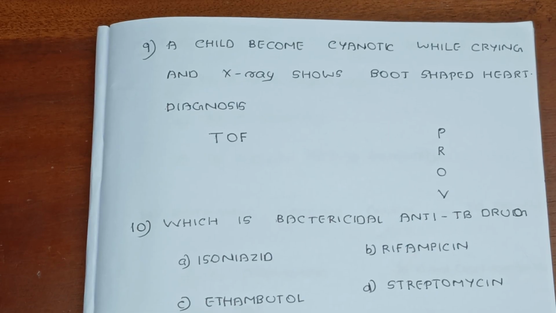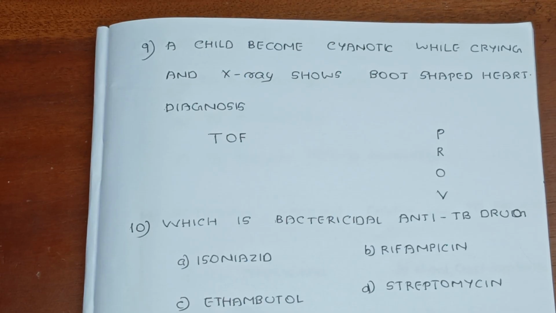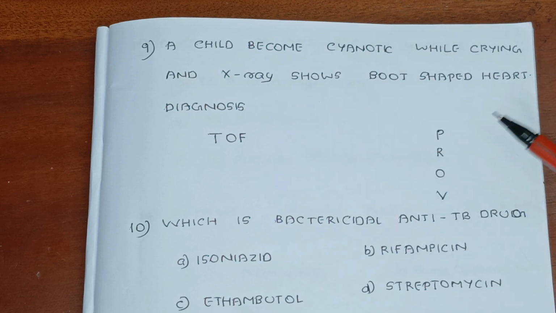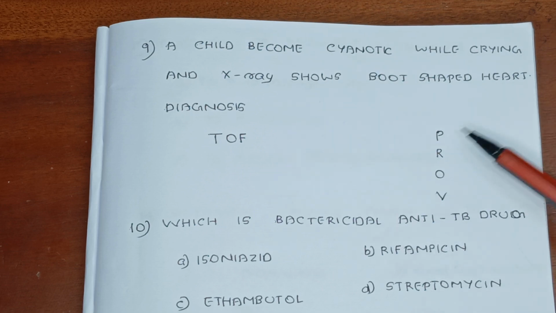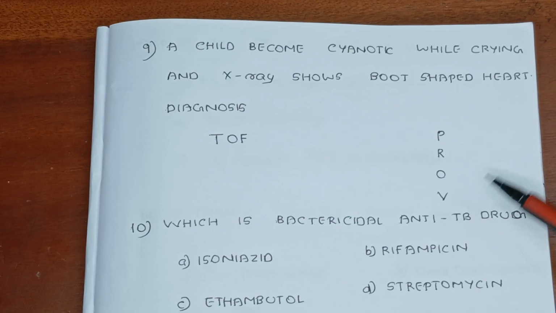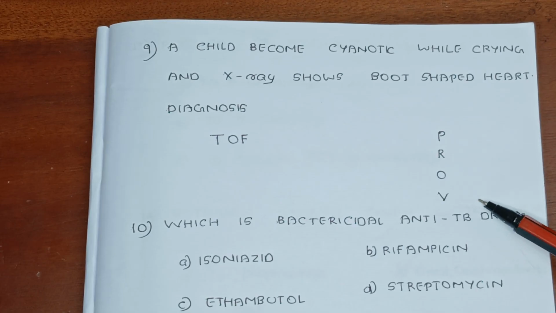Child becomes cyanotic while crying and X-ray shows boot-shaped heart. The diagnosis is TOF, tetralogy of Fallot. The conditions included in TOF are PROV, P-R-O-V. This is the mnemonic for remembering TOF. P is for pulmonary stenosis, R right ventricular hypertrophy, O overriding of aorta, V ventricular septal defect.